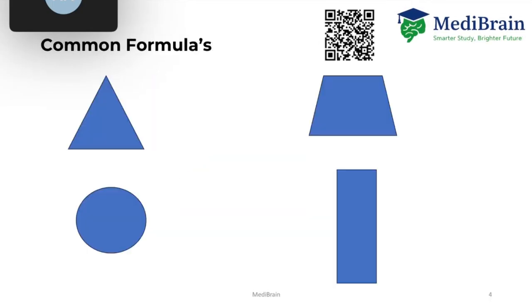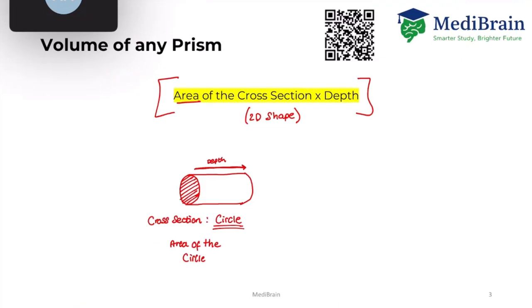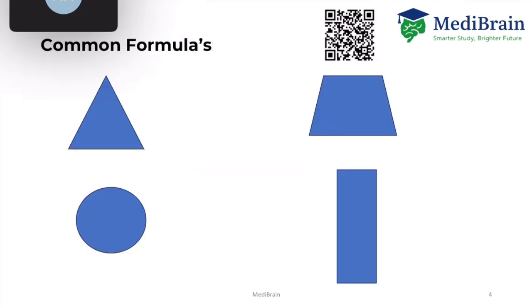Okay, so common formulas. You'll know some of these already, but we're still going to go through them. Common formulas for working out the area. So remember, the first aspect is the area of the cross section. You need to know how to work out the area of a triangle, a trapezium, a circle, and a rectangle. Okay, these four are very key in order to work out the volume for a 3D shape.